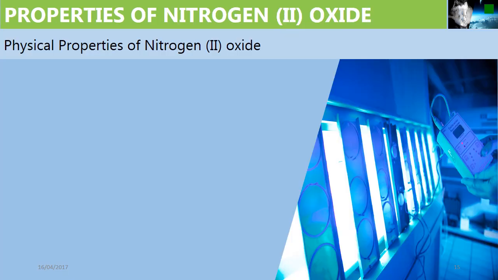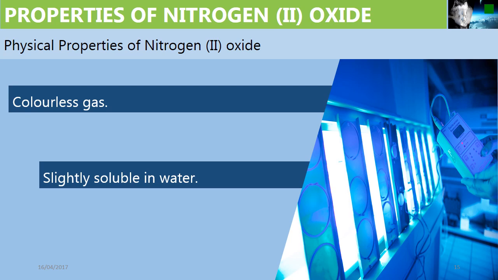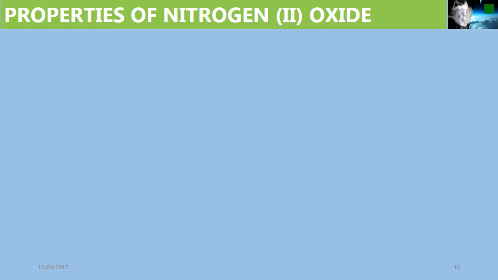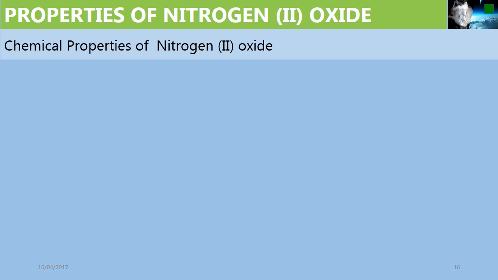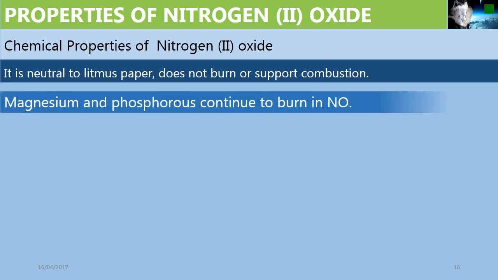Physical properties of nitrogen 2 oxide. It is a colorless gas. It is slightly soluble in water and slightly denser than air. As for the chemical properties of nitrogen 2 oxide, it is neutral to litmus paper and does not burn or support combustion. However, magnesium and phosphorus continue to burn in nitrogen 2 oxide.